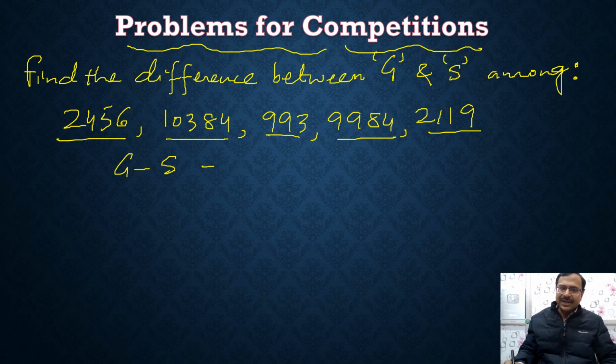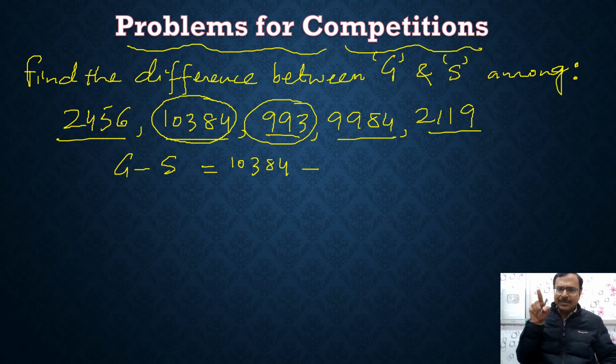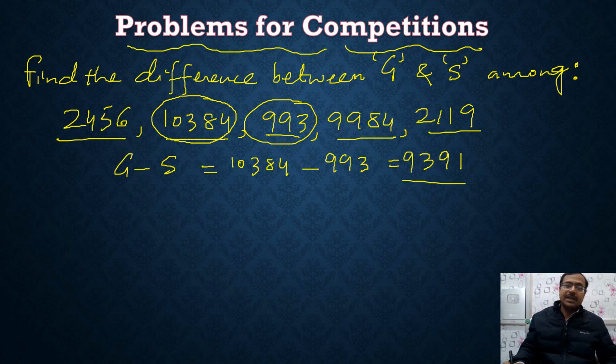Greatest minus the smallest, right? So greatest has to be the one which contains the most number of digits, and that is 5. So 10384 minus the smallest one will contain the smallest number of digits, and that is 993, that is 3 digits. The rest of them contain 4 digits, right? So 10384 minus 993, and if you subtract them you will get your answer. So this is 4 minus 3, 1, 18 minus 9 is 9, and then we have this 3 and again a 9. So 9391 happens to be the correct option which I have to mark in the exam.